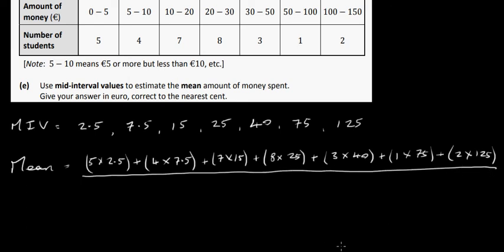The bottom line then is just going to be the sum of the frequencies. So you got to add up all the frequencies. So it's 5 plus 4 plus 7 plus 8 plus 3 plus 1 plus 2. Now this is all just a lot of calculator work.